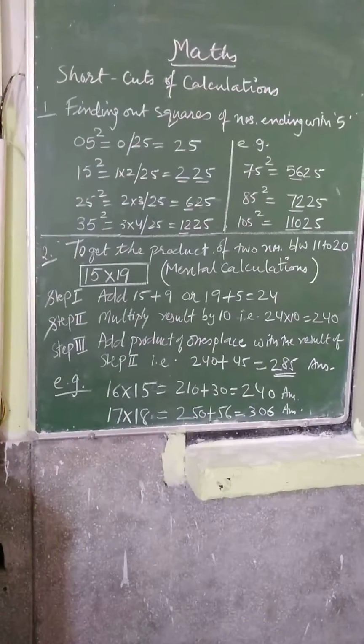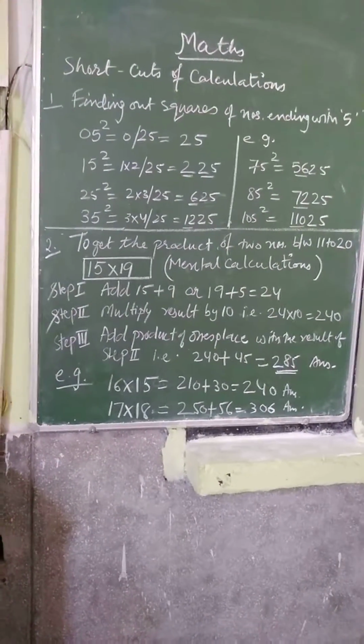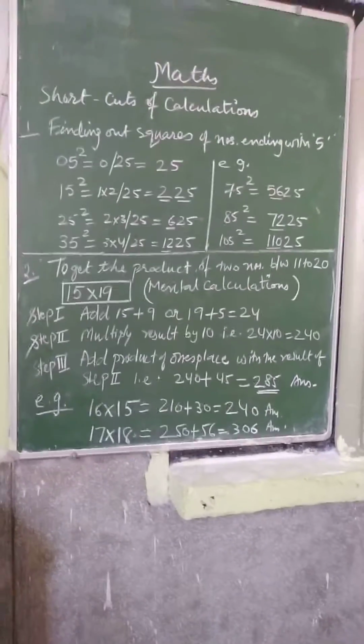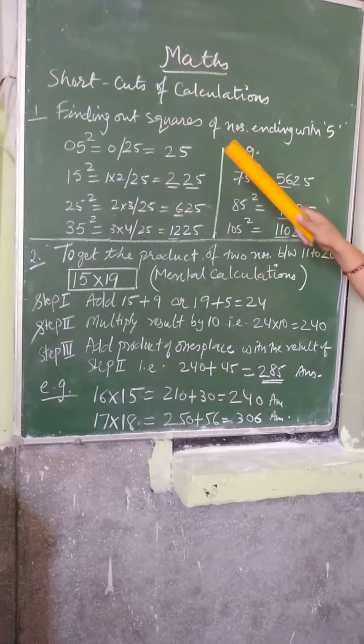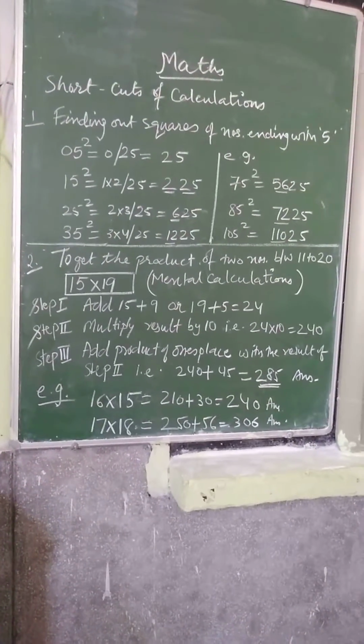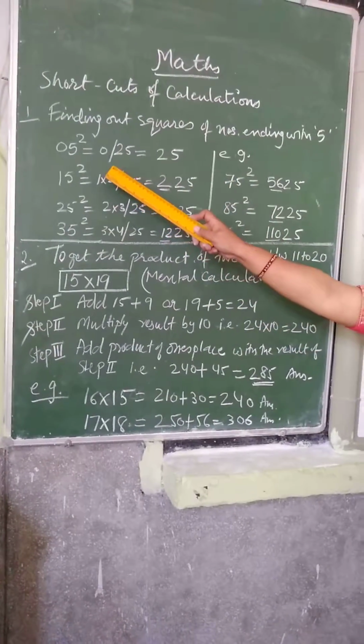Shortcuts of calculations. In maths, it will help every time we do mental calculations. First method is how to find out squares of numbers which end with 5. For example, let's start from 5 square.